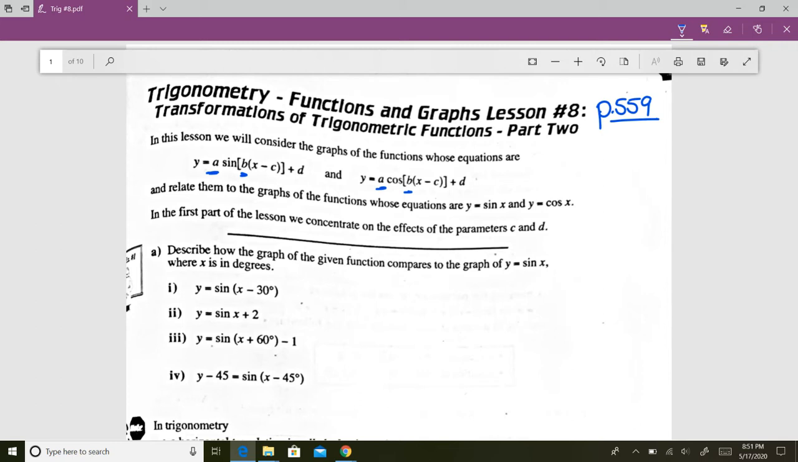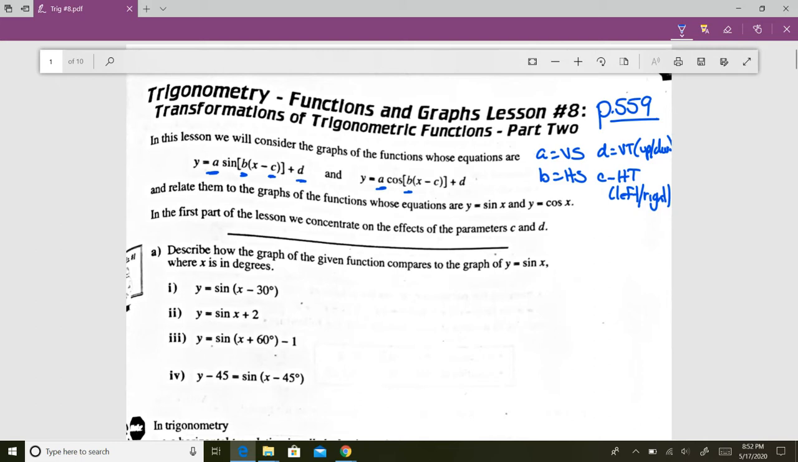All right, so a and b are vertical stretches. A is a vertical stretch. B is a horizontal stretch. This lesson, we're going to look at C and D. And if you remember, C is a horizontal translation, which we abbreviated as HT. Basically, it moves the graph left or right. And D was a vertical translation, which means we go up or down.